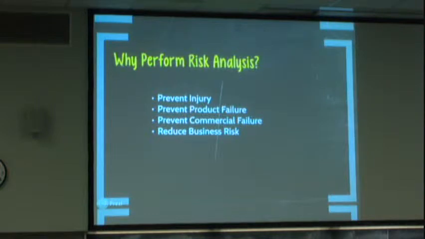So you may say, why perform a risk analysis? You want to prevent injury, so some products can injure people. You want to prevent product failure, so if you're thinking about something like the GM ignition switch, that kind of a failure should be in a FMEA somewhere. You want to prevent commercial failure, so if you have a device that's supposed to do something and it doesn't work, that can be a commercial failure. And you also want to reduce business risk, because if you have a commercial failure, or if you have an injury in your product, it can hurt your business.